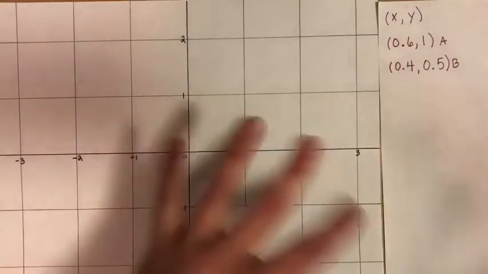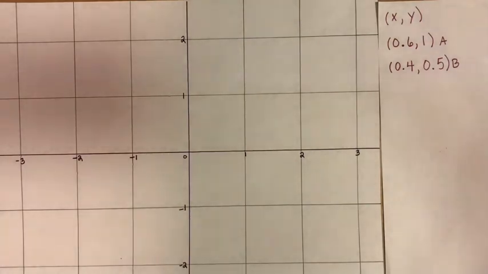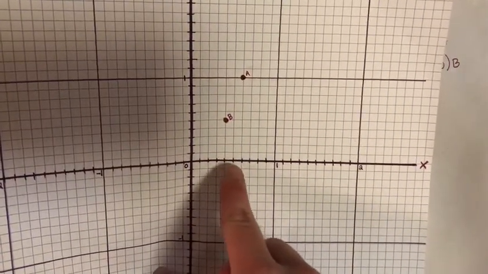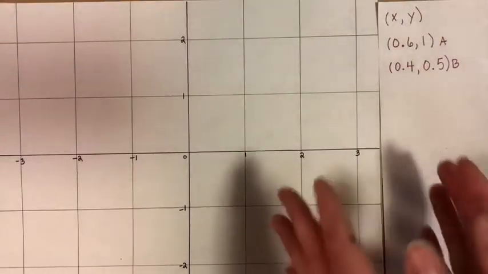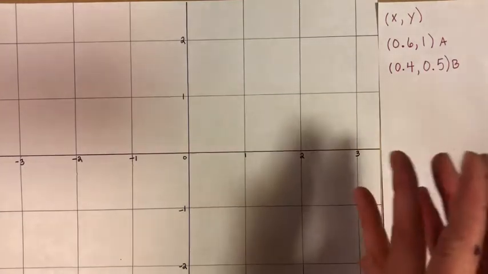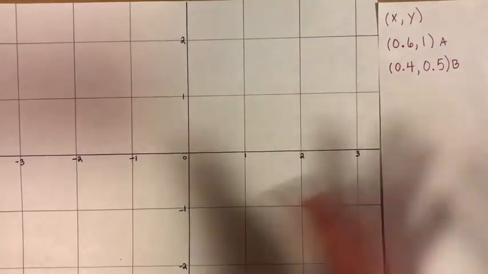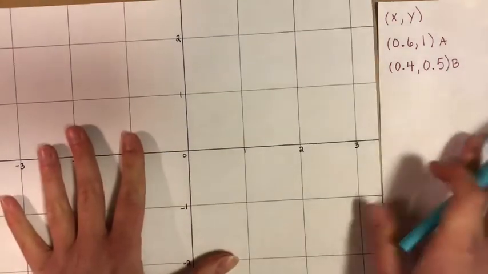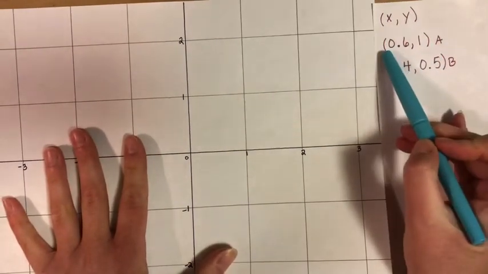Okay, so if I have a grid like this, where I don't have all of those nice grid lines to show me exactly where 0.4 is or 0.6 is, I'm going to have to guess. And this is where it's okay if you're not perfectly on the right spot. We're just trying to get to the closest spot as we can. So in this case, it's asking us to find 0.6, comma 1. So I'm just going to have to judge.